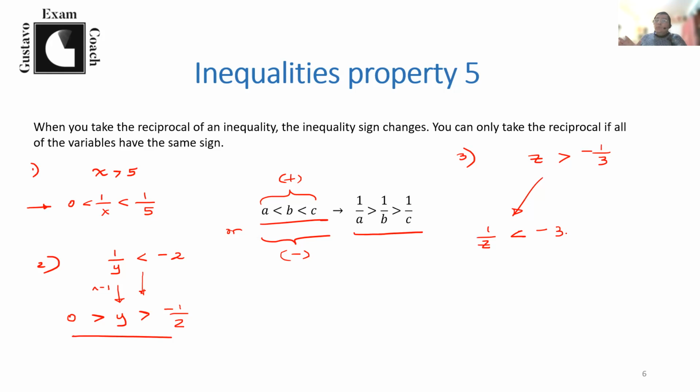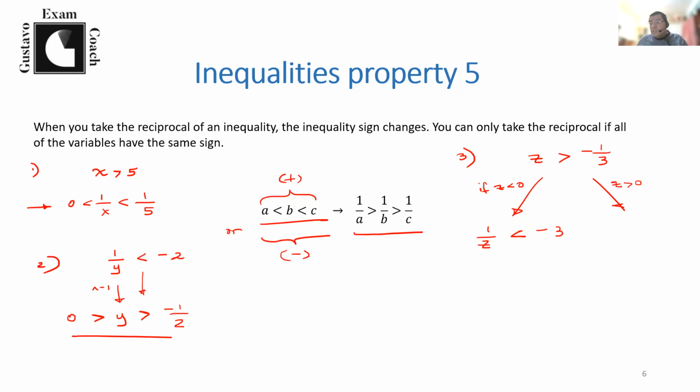This is partially true. Why? It only applies if z is a negative number. If z is a negative number, then you can say that the reciprocal of z is less than -3. Okay? But what if z takes positive values? Because if it is greater than -1/3, it might also be positive.